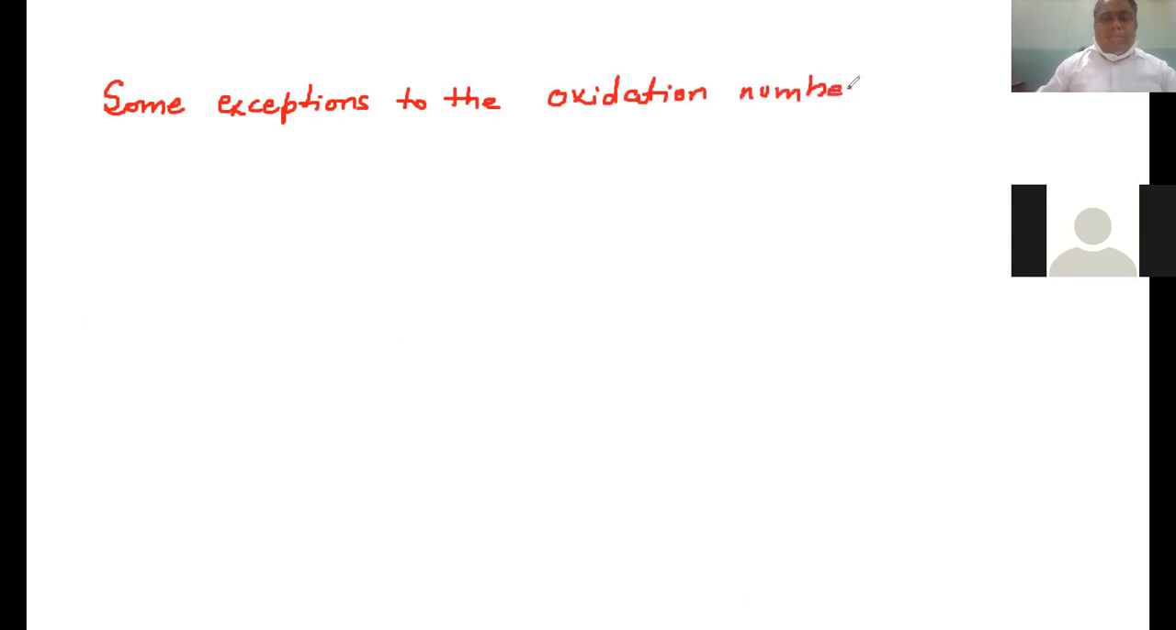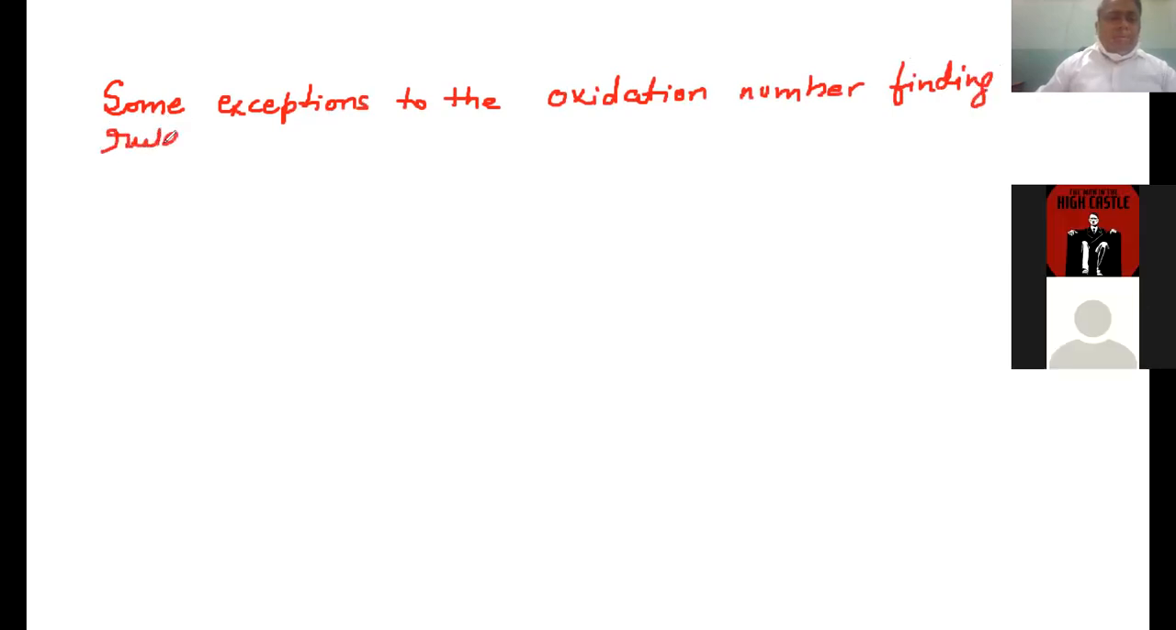So there are some exceptions to the oxidation number finding. Some general rules are, first of all, we will see the common rules.